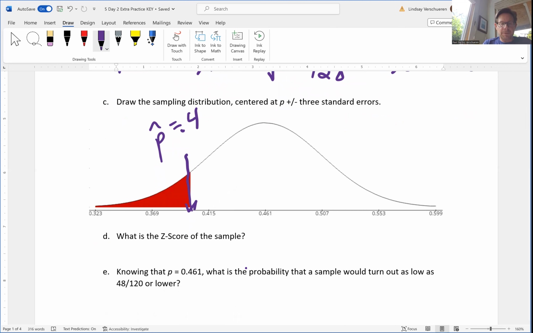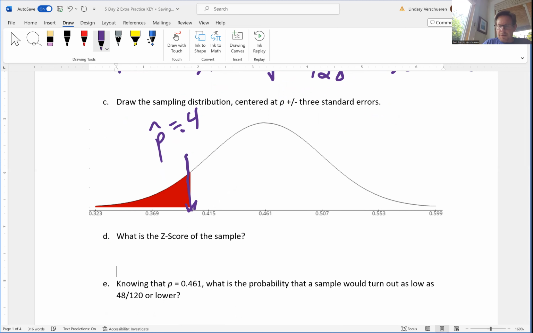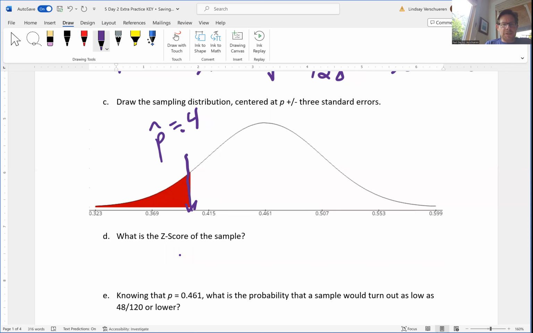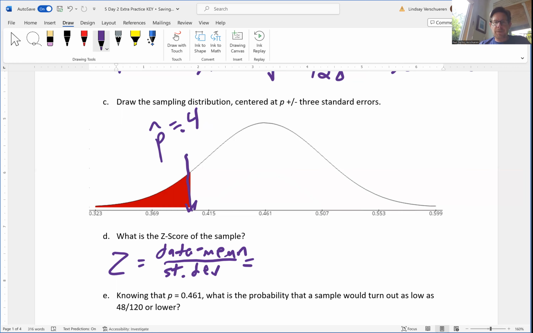Calculating the z-score of this sample, the z-score we've described as data minus mean divided by standard deviation. In the case of sample proportions, the data is that one sample that we took, and the mean would be the population proportion, the same way that all possible samples would work out to equal the population proportion. And the standard deviation is what we just calculated, the standard deviation of p-hats.